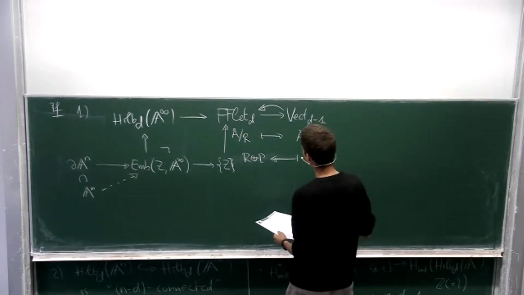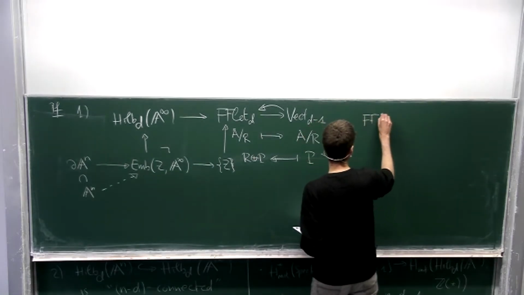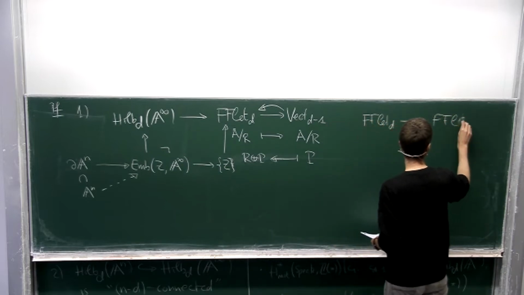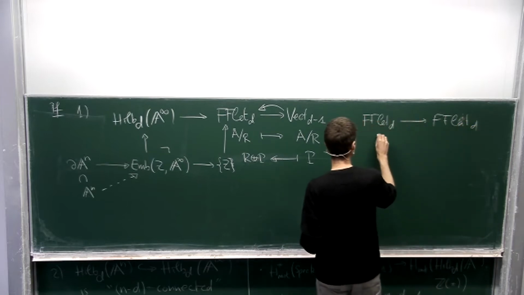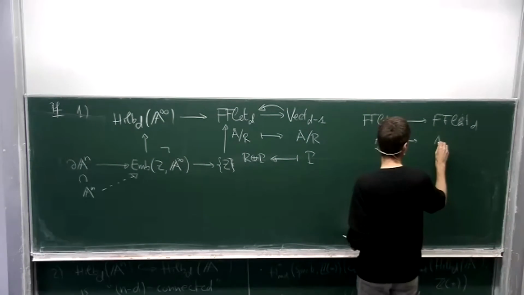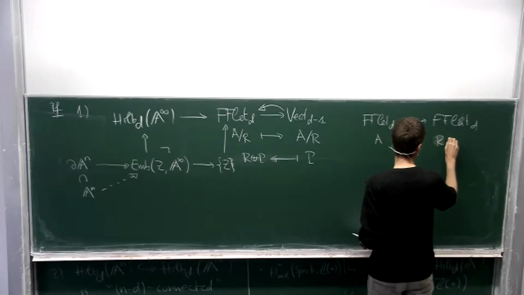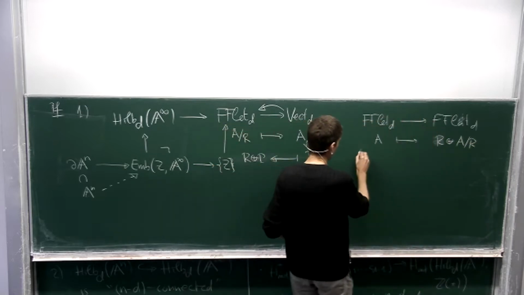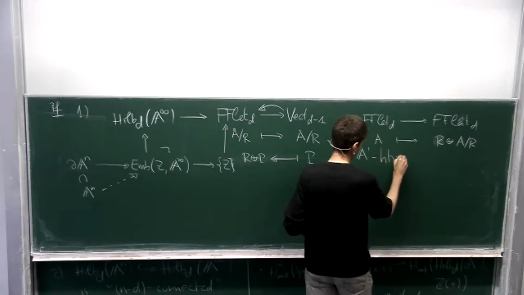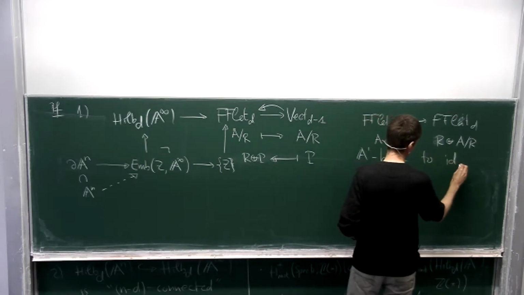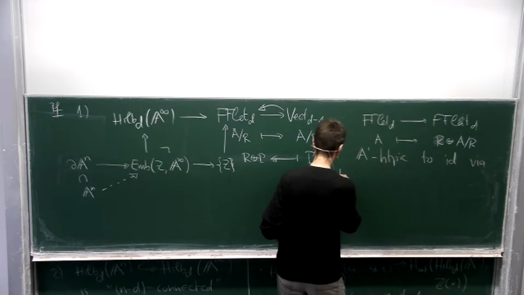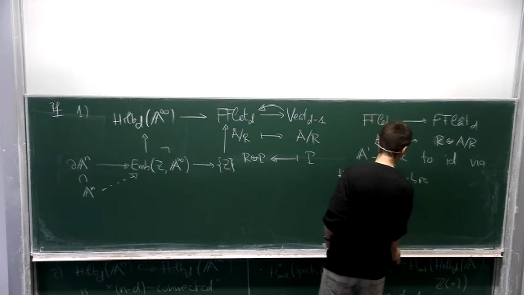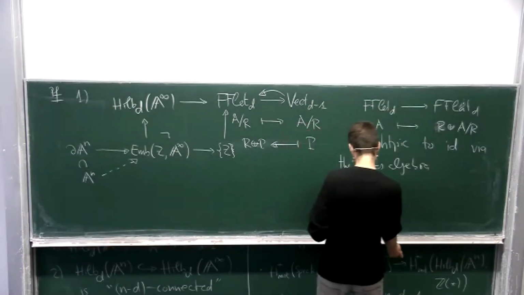via the Rees algebra. So I'm looking now at this composition from F flat d to F flat d, which sends A to the square zero extension R plus A mod R as a module. And so this is A1 homotopic to the identity via the Rees algebra, something you can do whenever you have kind of a filtered ring.